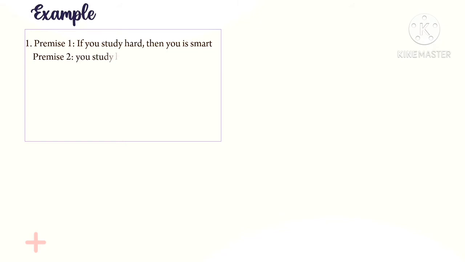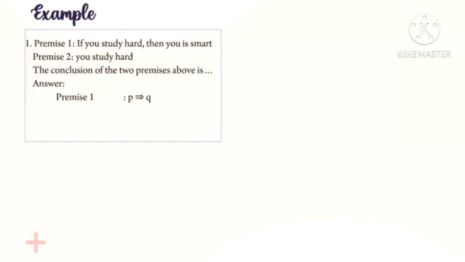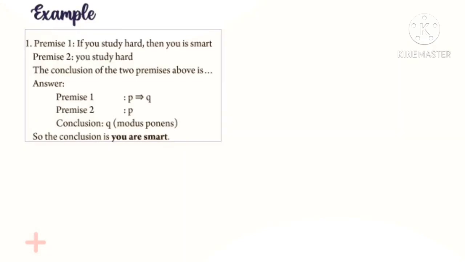For example, number 1, premise 1 is if you study hard, then you are smart. Premise 2 is you study hard. The conclusion of the two premises above is blank. So the answer is premise 1 is P then Q, premise 2 is P, and the conclusion is Q because this is modus ponens. So the conclusion is you are smart.